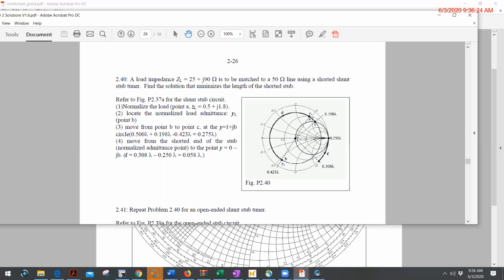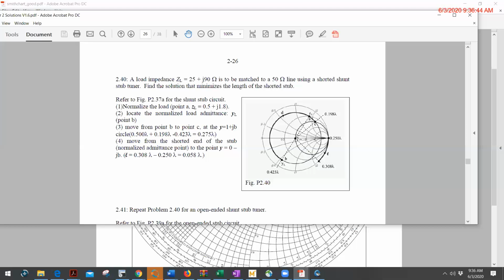And Professor, when it asks us, like in this example, it says find the solution. Is that just asking for the length of the stub, really? It's the length of the line to the point where you're going to connect the stub, and then the length of the stub. There's two parts to it, right? The load on the stub is a short. So you first, I can talk you through this if you can look with me.